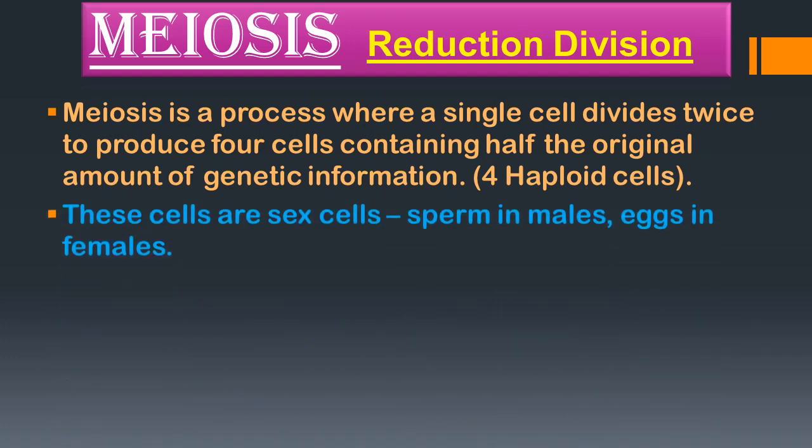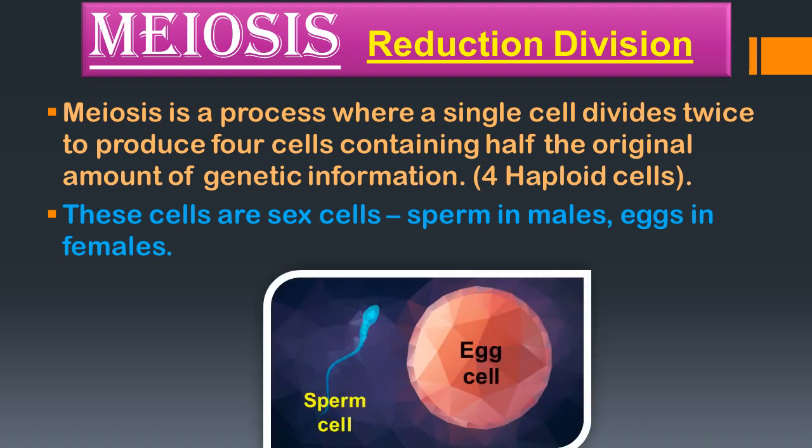These cells are sex cells, sperm in males and eggs in females. So meiosis generally takes place in the sex cells, that is, in males the sex cell is sperm, and in females the sex cell is the egg. So meiosis takes place within these 2 cells only. These are the sperm cell and this is the egg cell, which are generally produced through meiosis cell division.